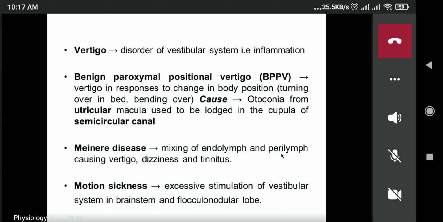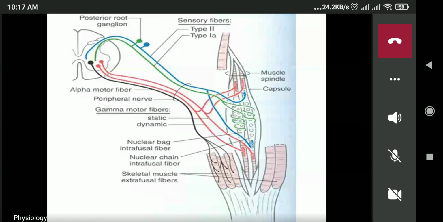Up to this clear? Yes, sir. Let us come to tone. Your brain is receptive. Yes, sir. Okay.